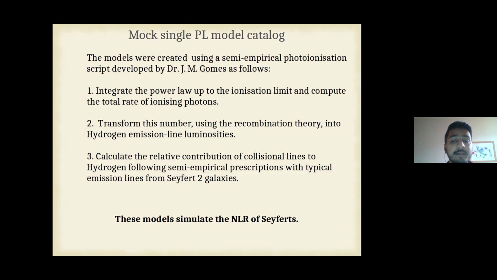We have then created a set of mock data. It was created using a semi-empirical photoionization script that was developed by Dr. Jean-Michel Gomes. What we do is integrate the power law up to the ionizing limit and compute the total rate of ionizing photons, basically the ionizing radiation, and then transform this into hydrogen emission line luminosities. So now we know about hydrogen, and next are the collisional lines, which we calculate using semi-empirical prescriptions. This mock data basically represents the narrow line region of Seyferts.